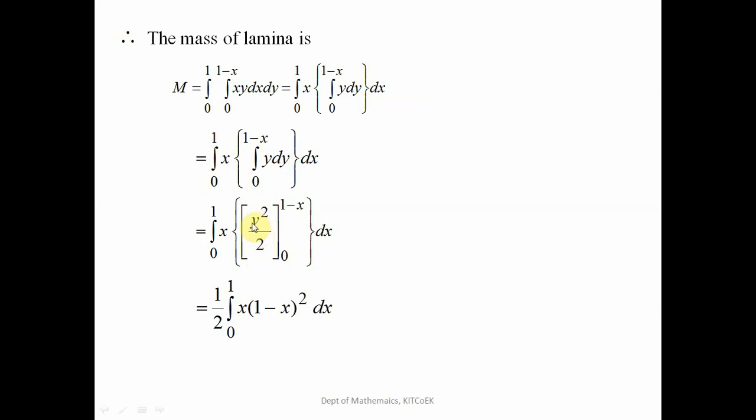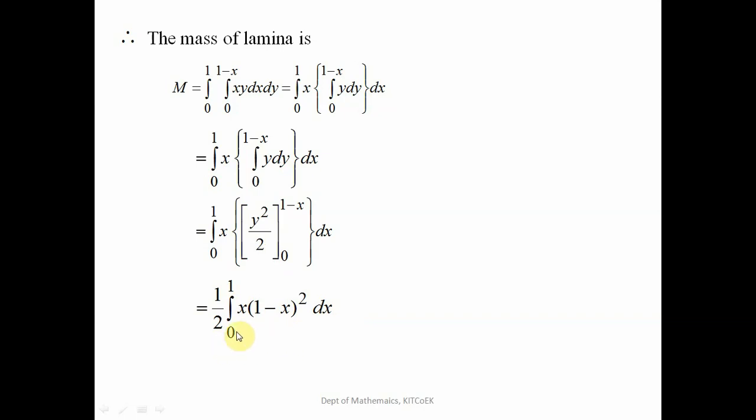Upper limit y is to be replaced by 1 minus x. So x into (1 minus x) whole square, the constant multiple 1 by 2 taken outside the sign of integration. Lower limit is 0, so that whole term will become 0. So we will get this definite integral 1 by 2 into integration 0 to 1 x into (1 minus x) square dx. This integral seems to be in the standard form of beta function.